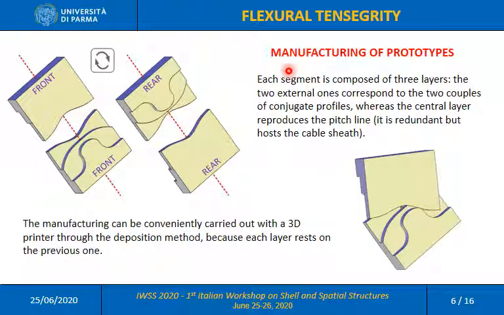The manufacturing can be conveniently carried out with a 3D printer through the deposition method, because each layer rests on the previous one. This picture shows the configuration consequent to a relative rotation of the segments. One can see one portion of the cable, this one, which remains exposed. This is the one represented in red here. And of course, this corresponds to the sectional elongation of the cable.